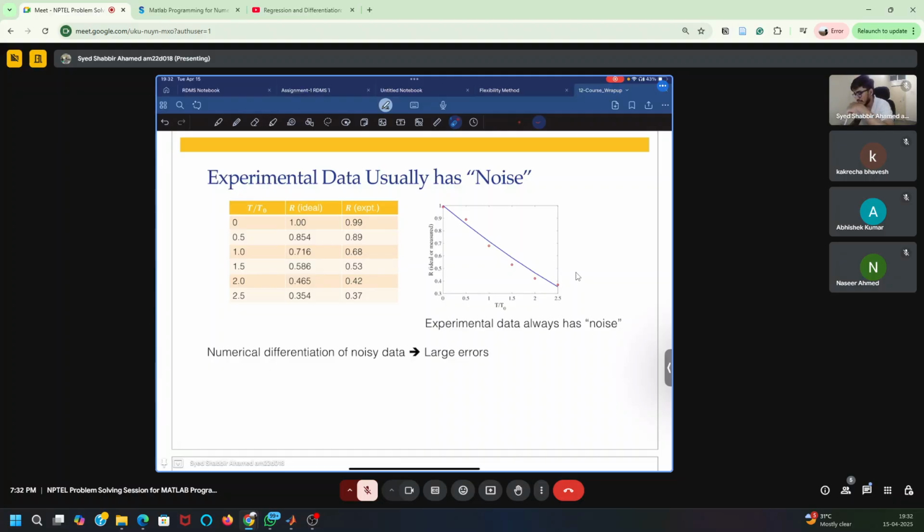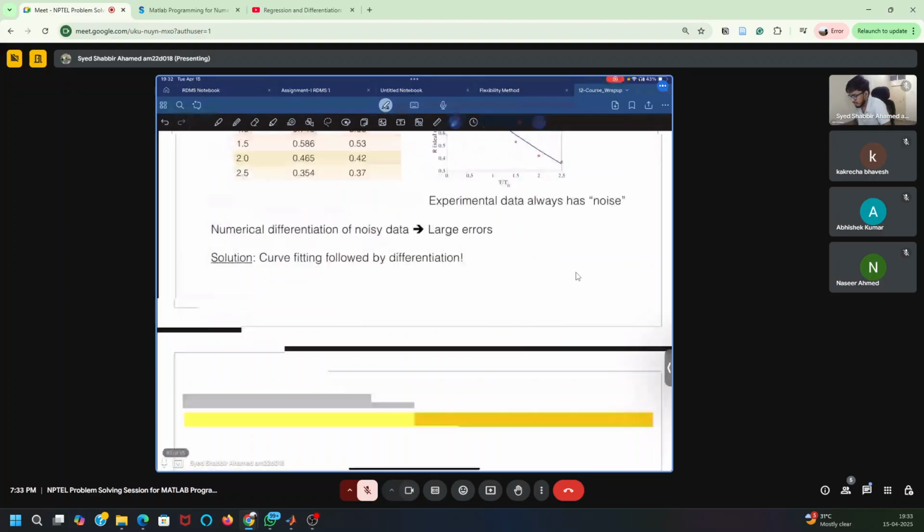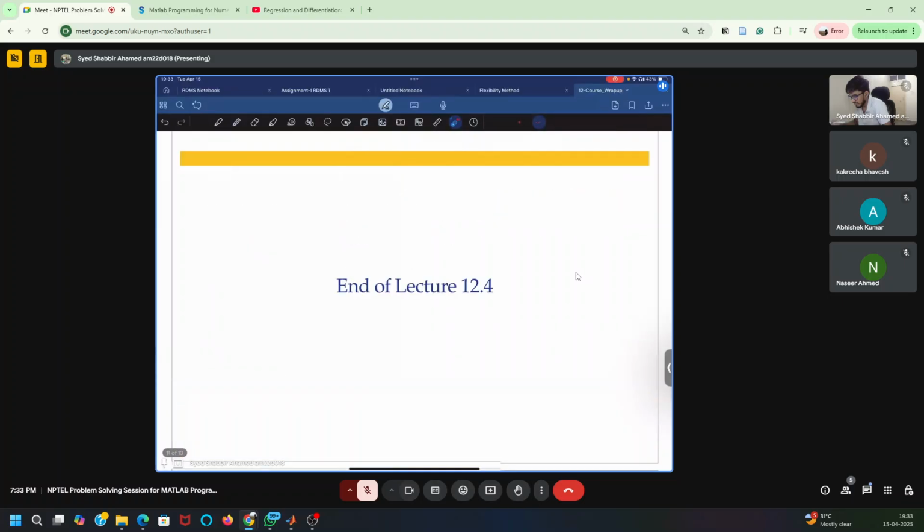So we do regression, and then we find the differentiation of the experimental results, and then you can see that there will be much less difference between the differentiation of the theoretical data and the experimental data. Numerical differentiation of noisy data has large errors, and so we do the curve fitting using regression. So that's what we do.